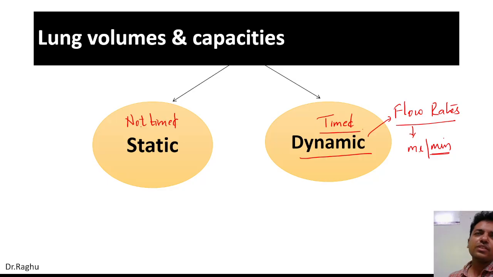So let's say I want to say how much is the volume of air a person inspires or expires in each breath. So let's say I'm going to inspire or expire 500 ml of air in each breath. I'm not timing it. I'm not putting it as ml per second or per minute or per hour. So whenever I'm not timing a lung volume and capacity, that is called a static lung volume and capacity, and whenever it is timed, that is called a dynamic lung volume and capacity.